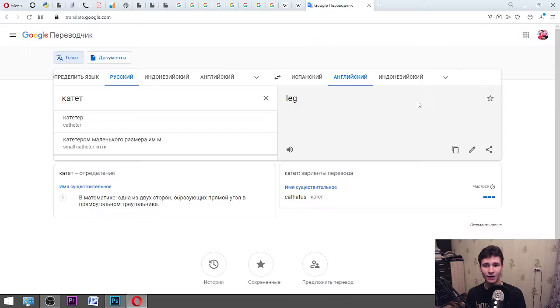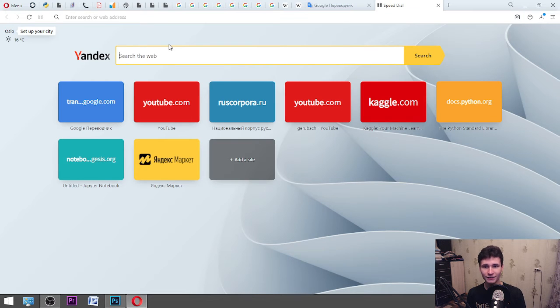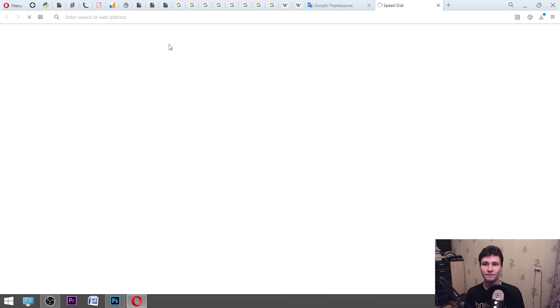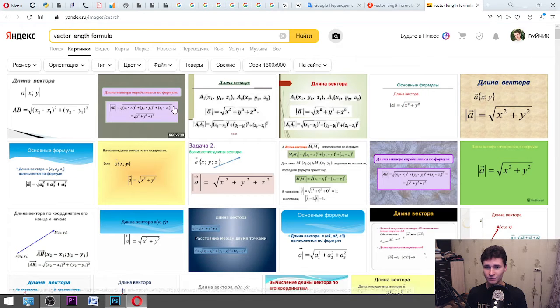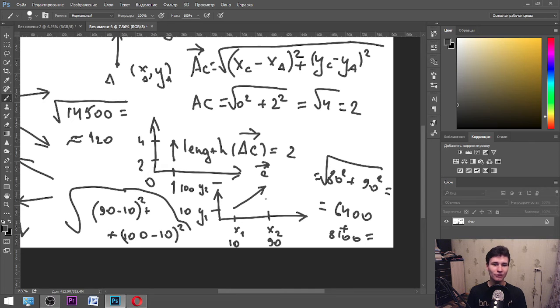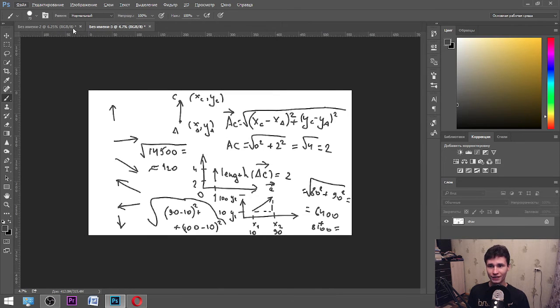Good. And let's find out on the internet whether we were correct or not. Vector length formula. Yes, it's true, guys. It's really true. Ending points, and how we calculated it? By the Pythagorean theorem again. If we draw it as a triangle, then it will be this. Good. Really amazing. So, we now know what vectors are.